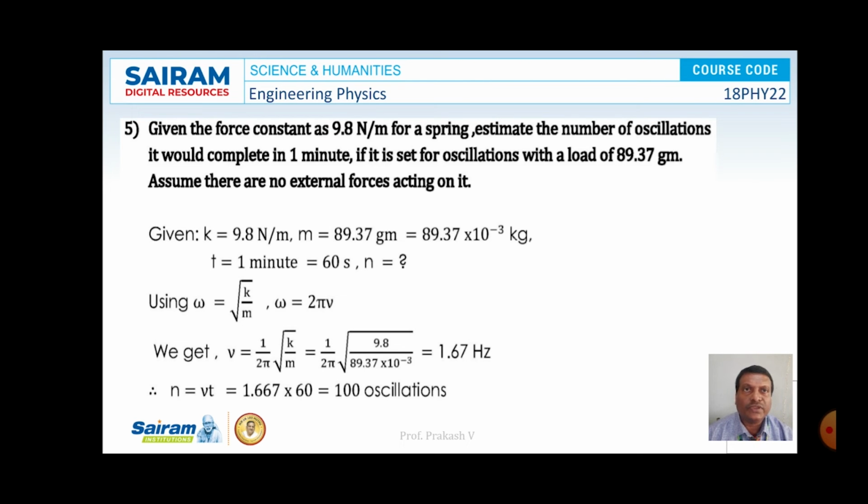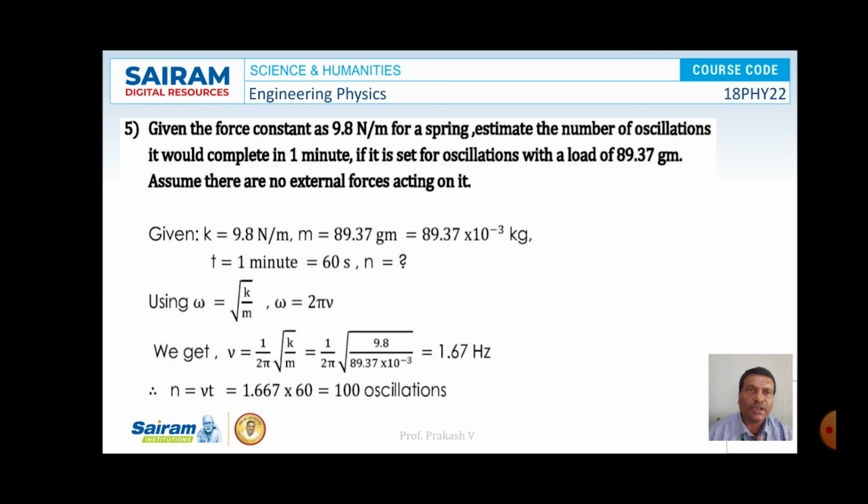Fifth problem is, given the force constant is 9.8 Newton per meter for a spring, estimate the number of oscillations it would complete in 1 minute, if it is set for oscillations with a load of 89.37 grams. Assume there are no external forces acting upon it. So force constant is given as 9.8 Newton per meter and mass suspended is 89.37 grams and time is considered as 1 minute. So 1 minute is nothing but 60 seconds.